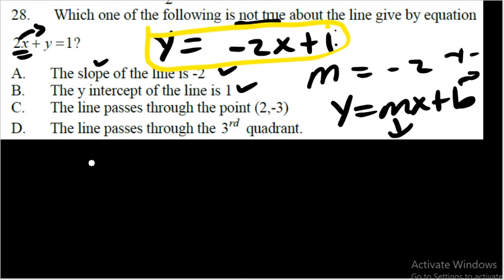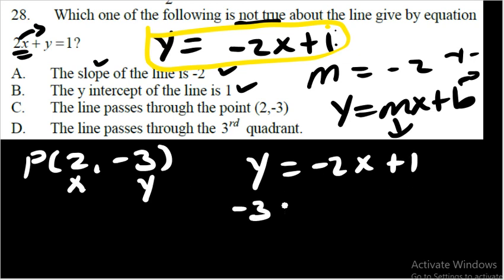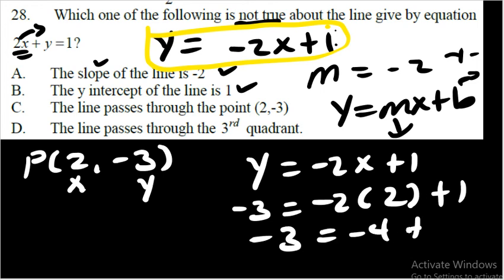How to check that the line passes through the point (2, -3)? In place of x put the first coordinate, and in place of y the second coordinate, and check whether it gives you a true statement or not. Let's do it. y = -2x + 1. So in place of y, -3 is equal to -2 times 2 plus 1. So -3 is equal to -4 plus 1. -3 is equal to -3. Yes, that's correct. We have got a true statement.